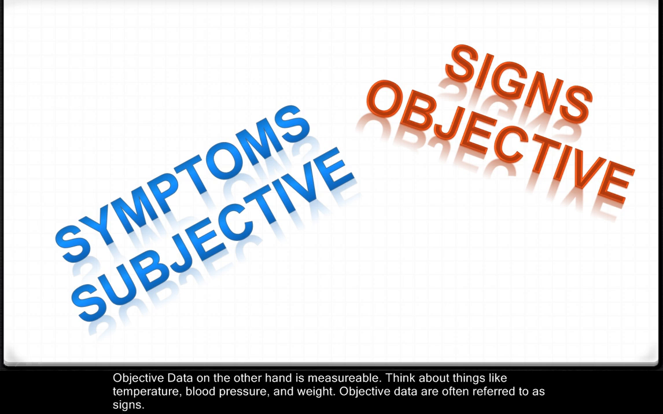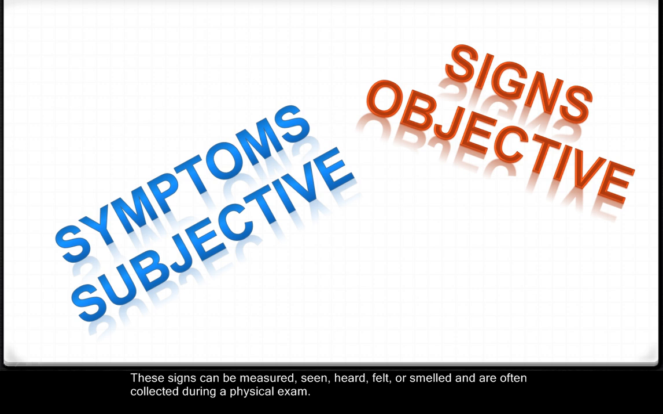Objective data, on the other hand, is measurable. Think about things like temperature, blood pressure, and weight. Objective data are often referred to as signs. These signs can be measured, seen, heard, felt, or smelled, and are often collected during a physical exam. For more information about data collection, please see the links to more videos below.